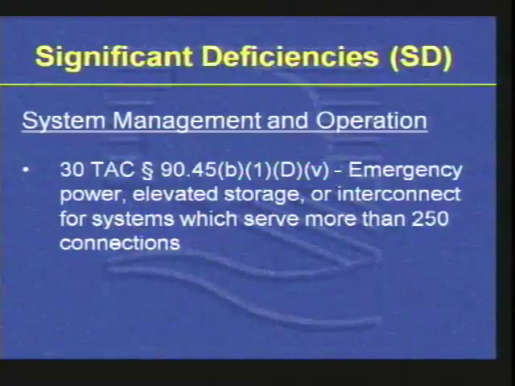The next element is system management and operation. Citation is 29045B1D5, and it says that emergency power shall be provided for community water systems that have more than 250 connections. Now, you either have to provide emergency power, an interconnection, or meet the elevated storage requirements.